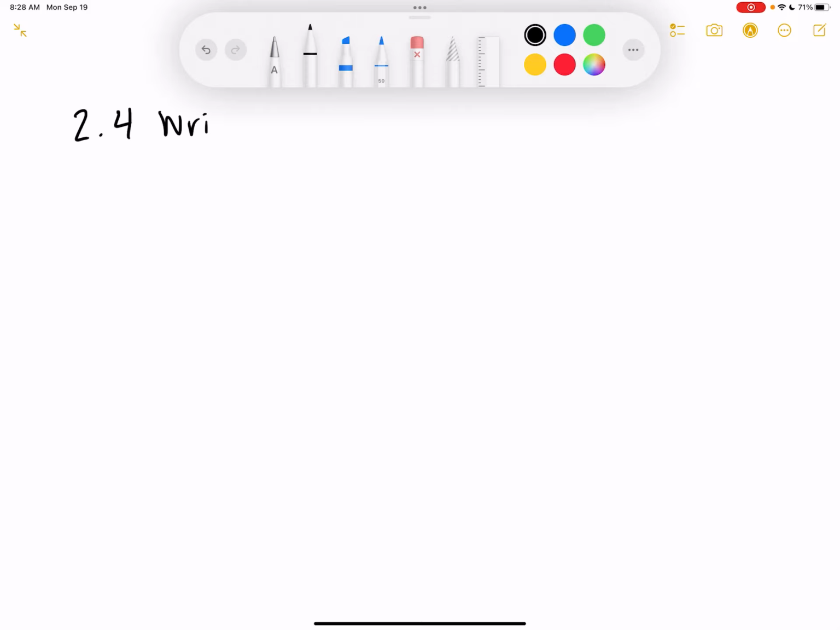2.4, write equations of lines. So basically we're going to be given information a couple different ways and then have to write an equation of the line in whatever form they tell us. So the first ones, we can get to the correct page. Say to write an equation of the line that has the given slope and y-intercept.